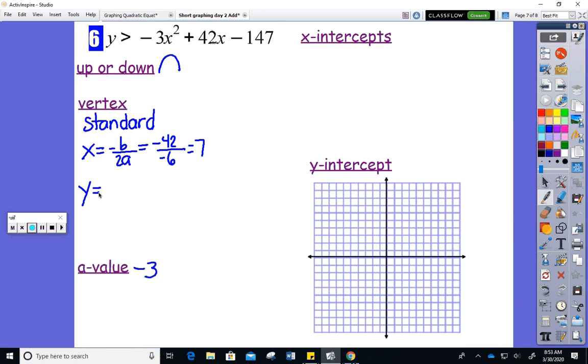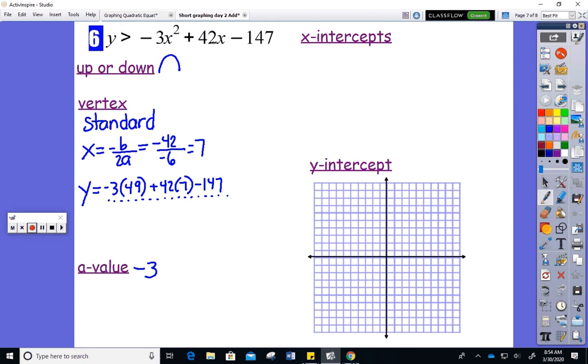On this one, I need to say y equals negative 3 times 7 squared, let me go ahead and put that in, plus 42 times 7 minus 147. Hey guys, just insert all of this in your calculator right like it is. Okay? And that'll make it a little faster for you.